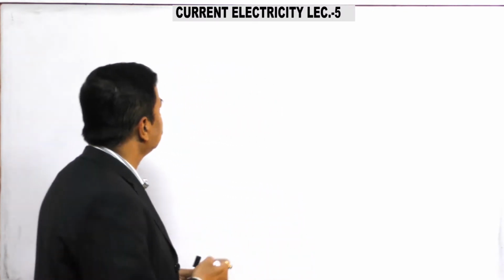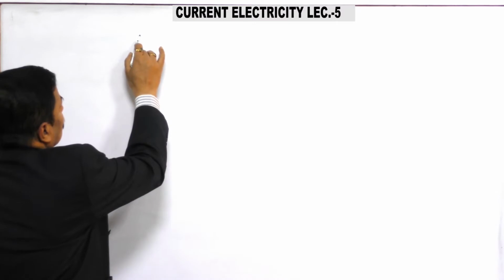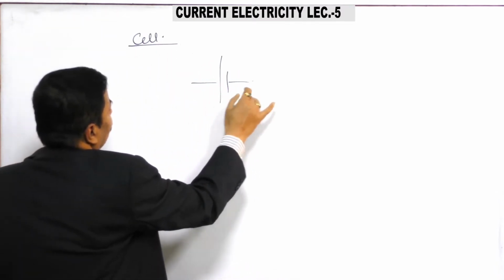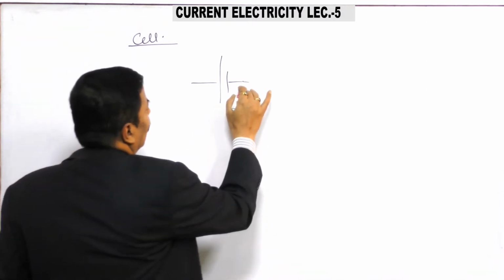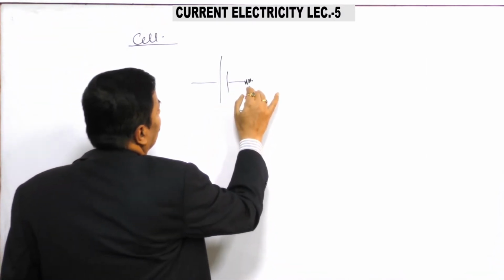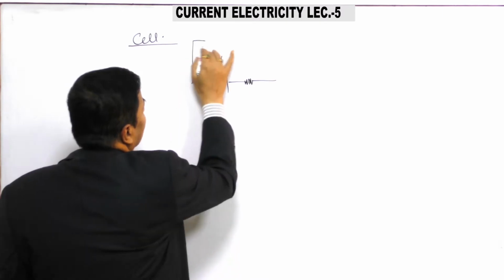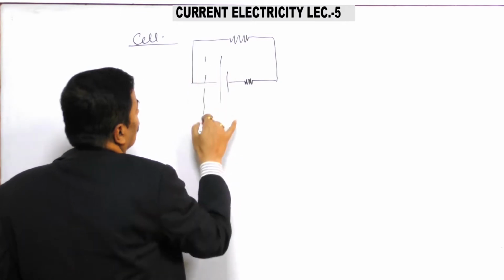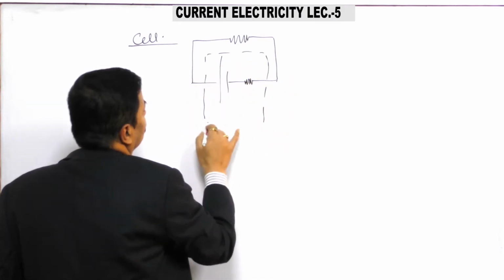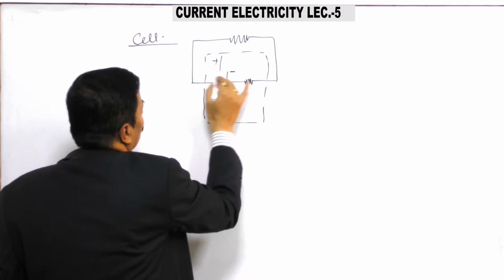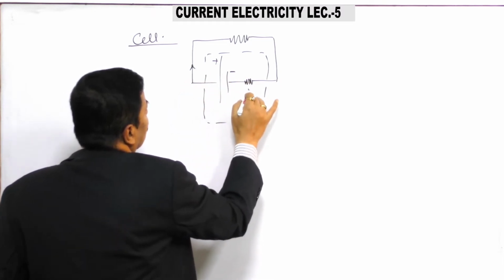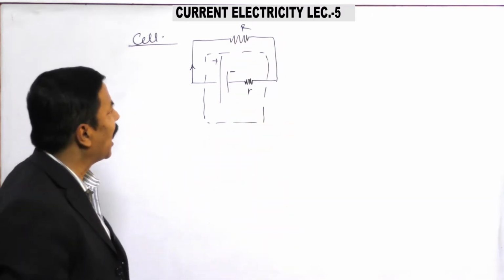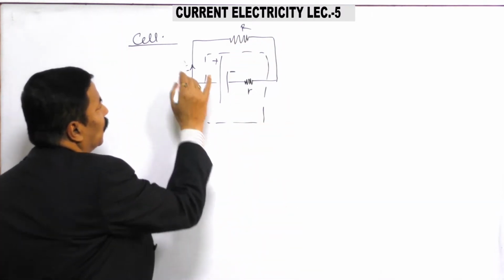So, the cell. You all know that a cell converts chemical energy into electrical energy. Here is a cell. This device is your cell. This is the higher potential, this is the lower potential, this is the current, this is the internal resistance r, this is the external resistance or load resistance R, and the current I is going.